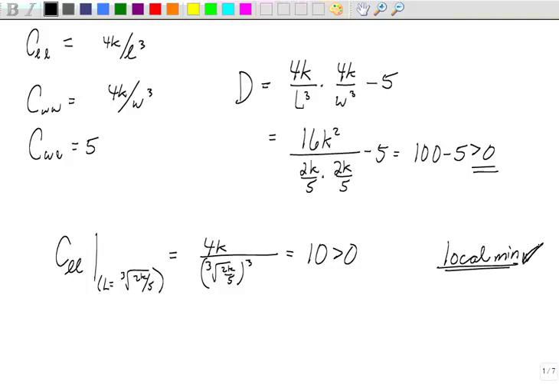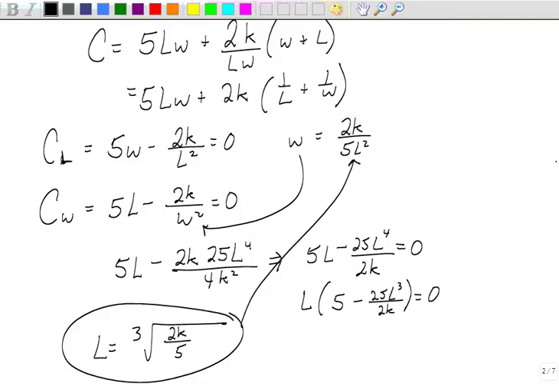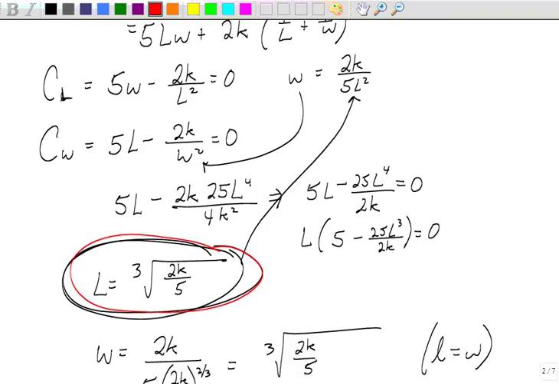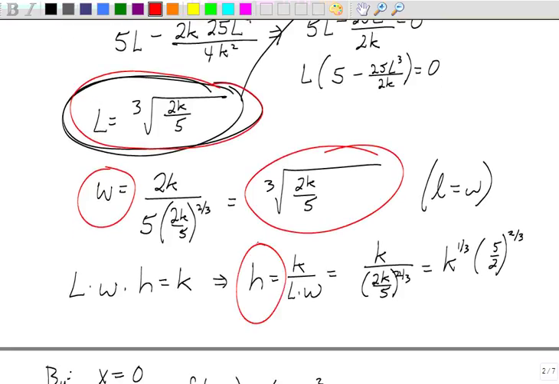We want to minimize costs, so that's what we want to do, and we check that. So we have all our dimensions. Let's go back and let's circle them. We have L here. We put that back into W. We get L is equal to W, so that's what W is. And then when we plug it into H, we get this for H. So those are the dimensions that will minimize the cost. Okay.